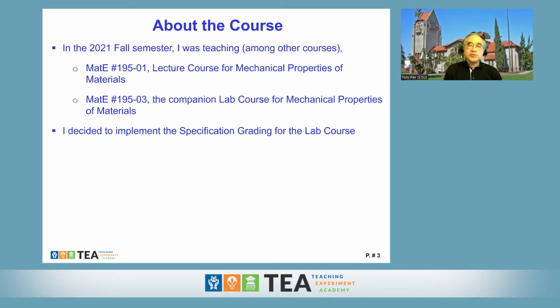In this 2021 fall semester, I taught 195.01, which is Mechanical Properties of Materials. This is the lecture part of the course, and 195.03 is a companion lab course for the same course. The grades for both parts of the course roll into one course grade. So I decided to implement spec grading in the lab course.